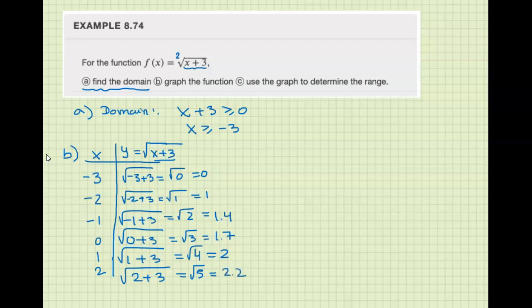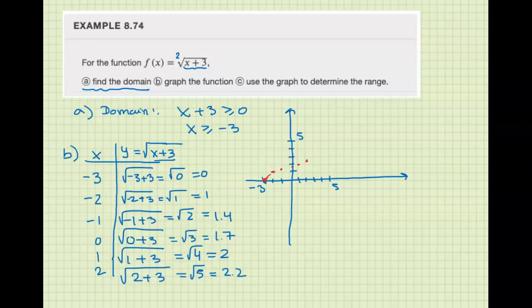Right, so now let's graph. So we're going to make a graph. We have 1, 2, negative 3. So negative 3 is the smallest number that is going to be on the graph. 1, 2, 3, 4, 5. 1, 2, 3, 4, 5. Alright, so at negative 3 I get 0. At negative 2 I get 1. Then 1.4. Then 1.7, then 2, and then 2.2.